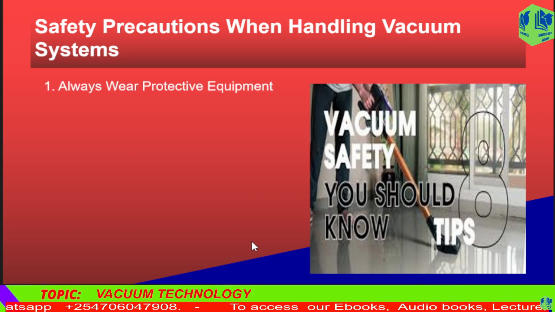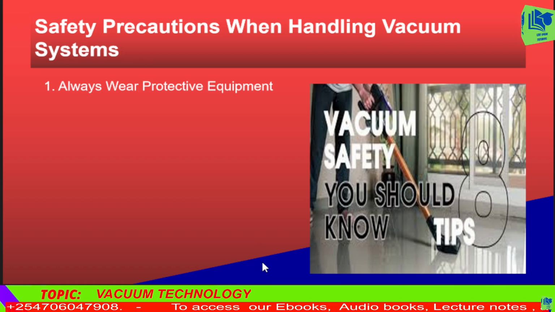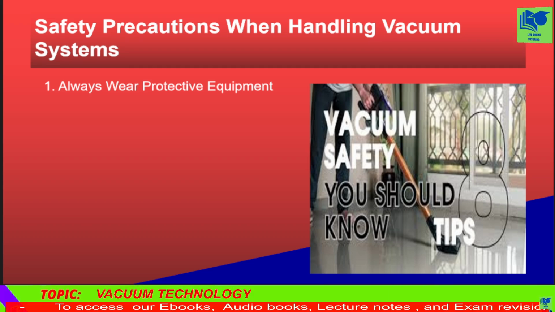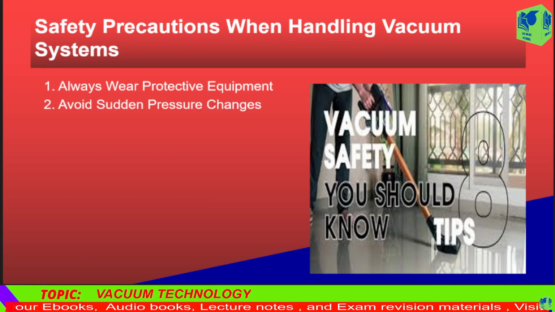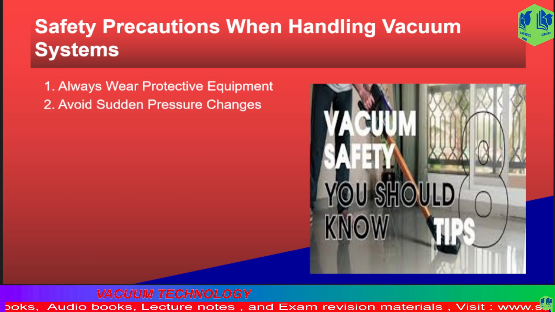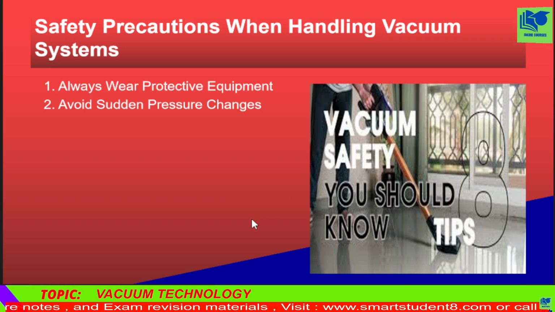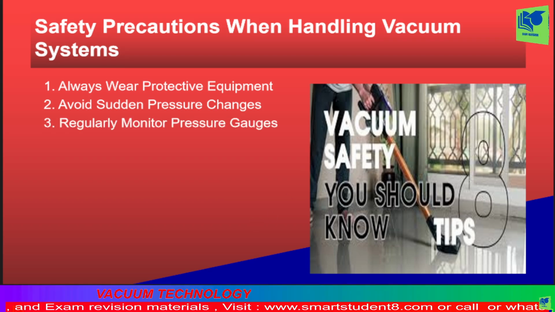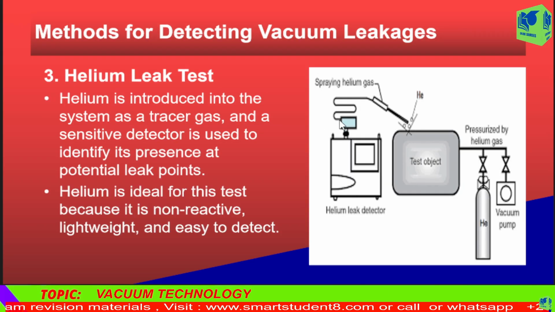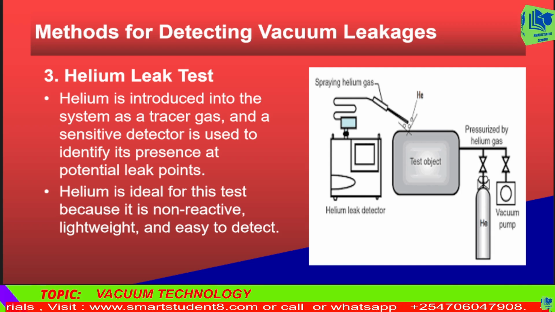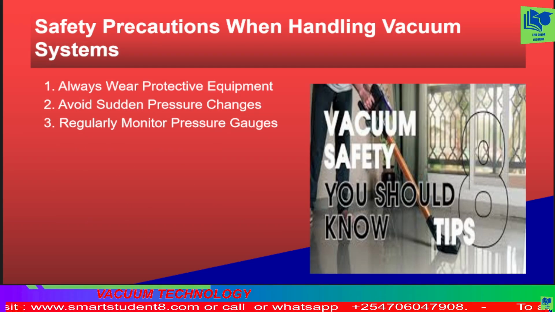1. Always wear protective equipment. Safety should always be a priority when operating any vacuum system. Wear appropriate protective gear to minimize the risk of injury. 2. Avoid sudden pressure changes. Vacuum systems work by creating a pressure difference, and sudden changes in pressure can cause catastrophic damage to the system or even harm personnel. 3. Regularly monitor pressure gauges. Pressure gauges are essential for ensuring that your vacuum system is operating within the safe pressure range. Monitoring the pressure regularly helps you avoid exceeding the system's design limits.